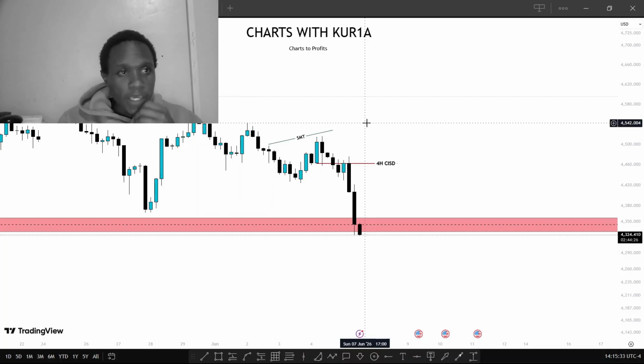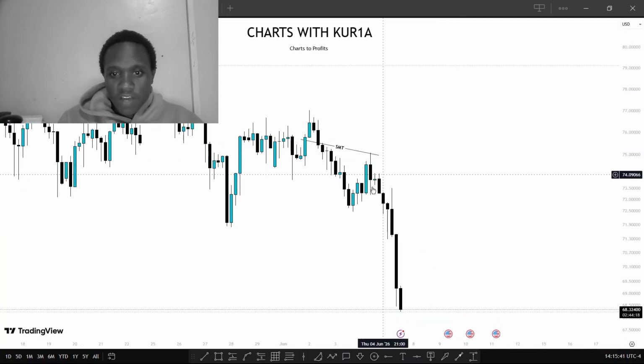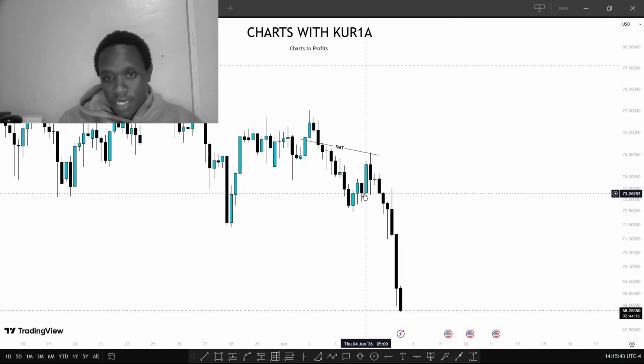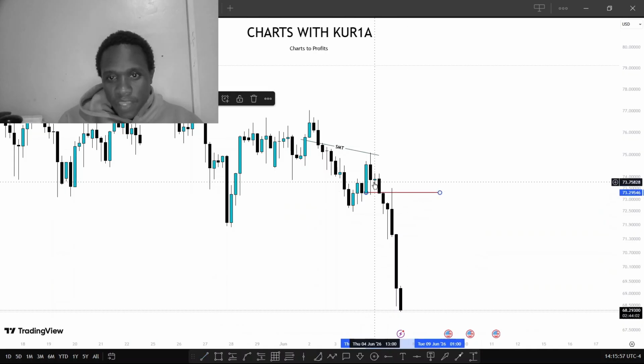So okay, let's go to silver and see if we had the same thing. Okay, so going into silver, you will notice that we also had the same thing happening. The change in state had been confirmed. This is the last up close candle in this part of price action. So this becomes a 4 hour order block, or the level which will form our 4 hour change in state of delivery. So this is a 4 hour order block.